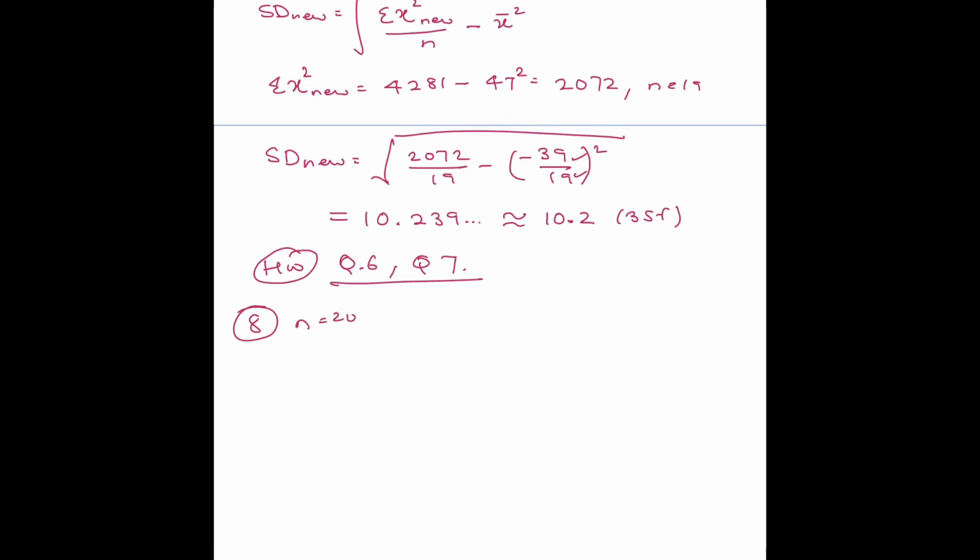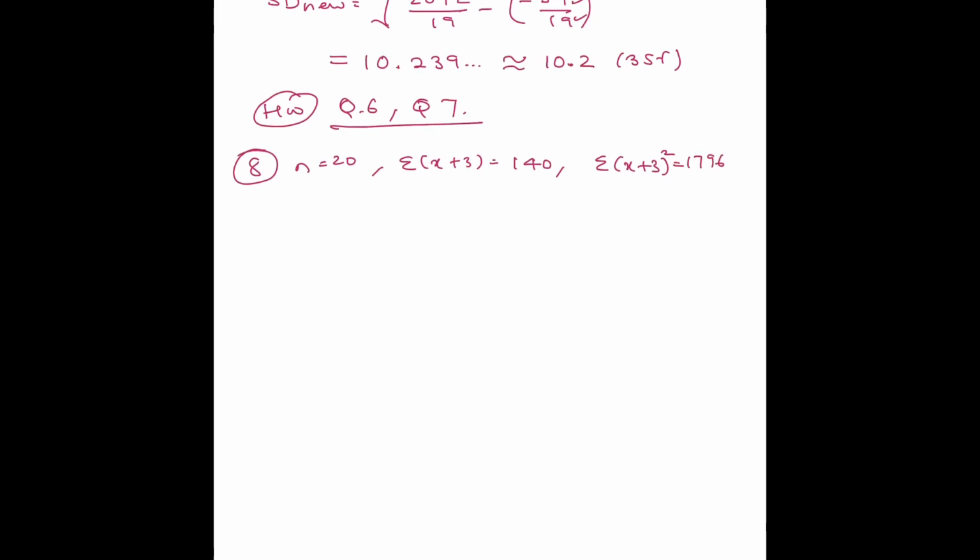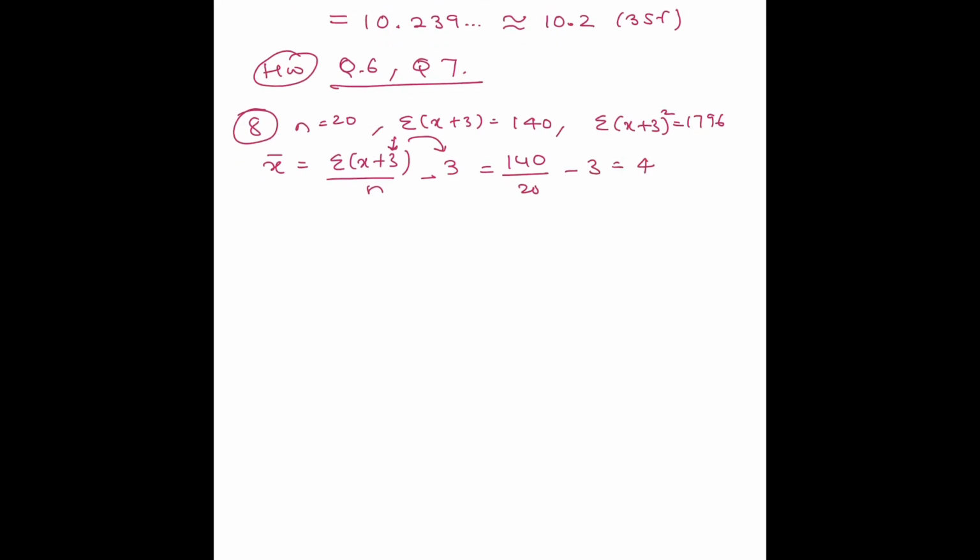For a set of 20 data sets, so n is 20, sigma x plus 3 is 140, sigma (x plus 3) squared is 1796. Find their mean and standard deviation. So mean, sigma (x plus 3) over n. Because 3 was added, I have to subtract 3. 140 over n, 20, minus 3.